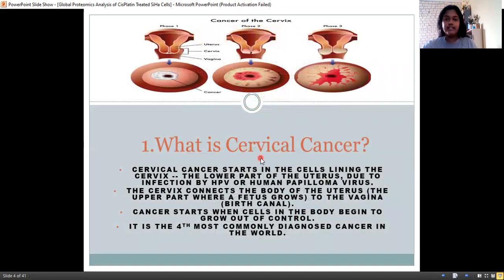So what is cervical cancer? Cervical cancer is basically the cancer of the cervix, which is the part between the uterus and the vaginal canal in the female reproductive system. It is caused by HPV, or human papilloma virus. It is the fourth most commonly diagnosed cancer in the world.